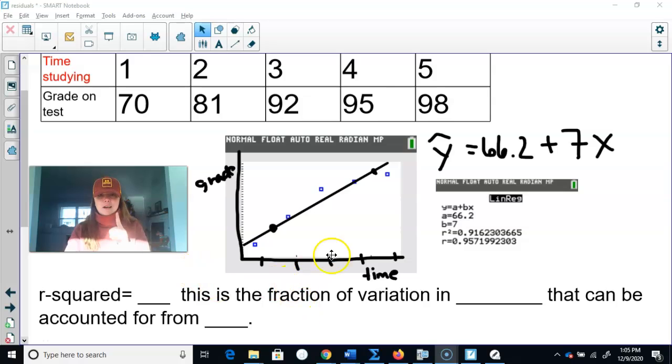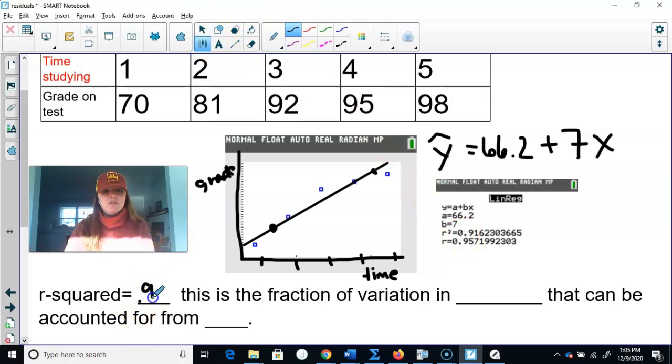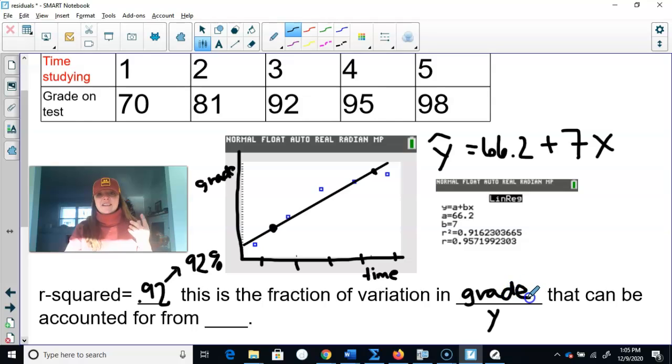Well, that's our R squared, and our R squared is given to us in that output right there, 0.92. I'm going to round to the nearest hundredth, so 0.92, which we can change to a percentage by multiplying by 100 or moving the decimal over 2 to the right. What R squared is telling us is this is the fraction of variation in Y. So what is our Y here? That is our grade on the test. That's telling us that 92% of the differences in grades is accounted for by how much time we spent studying.